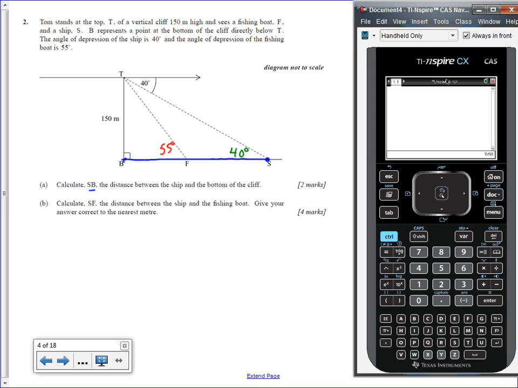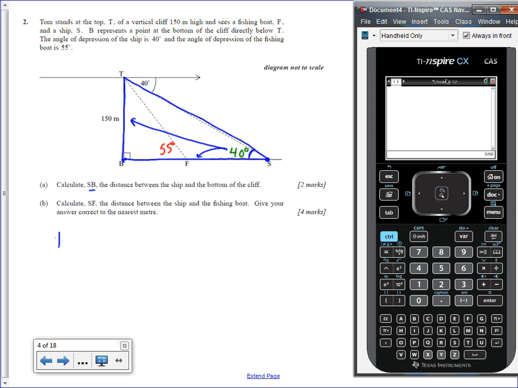For that one, I would consider TSB or TBS here one big right triangle. You know this is 40 degrees. You know the opposite leg from that 40 is 150. That would be the height of the cliff. And we can find the leg that's adjacent to it using either sine, cosine, or tangent. Remember, if you have opposite and you're trying to find adjacent, we want to use tangent.